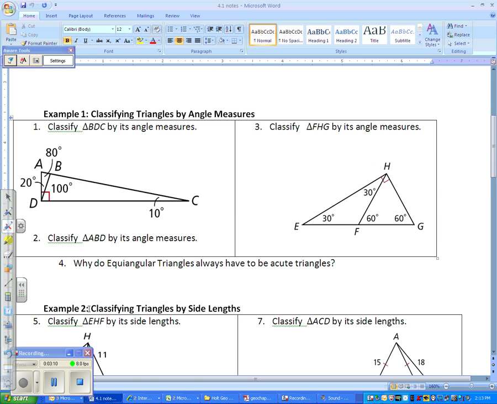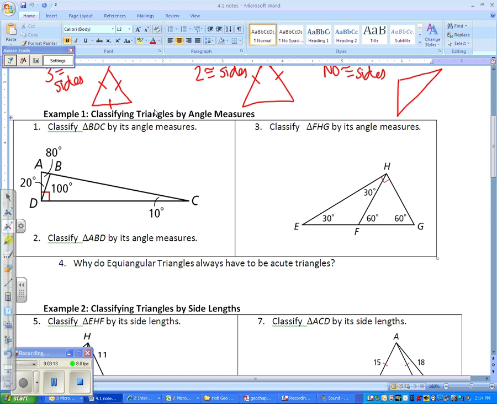Okay, so on this first page, for number 1, it says classify triangles by angle measures. Since I'm talking only about angle measures, that means I want it to be either acute, obtuse, right, or equiangular. Those are my potential answers. Okay, so triangle BDC, I'm going to highlight that for you guys. BDC is this angle right here, this yellow one. And we know that in this triangle, this angle right here is 100 degrees. That's an obtuse angle. Since it's an obtuse angle, that makes this an obtuse triangle.